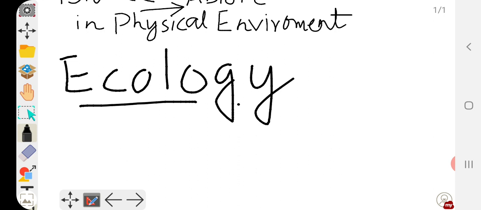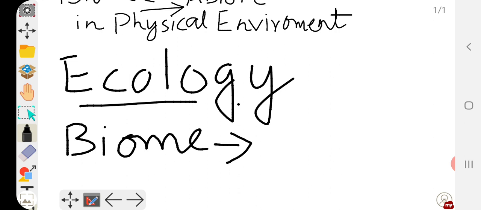Now, the next term is biome. Biome is actually an English word, and in a broader sense we use the word habitat. Biome is the broader sense of habitat. When we say habitat, it indicates a small area, but when we use the word biome, it indicates a vast stretch of area. So, what does the term biome indicate?